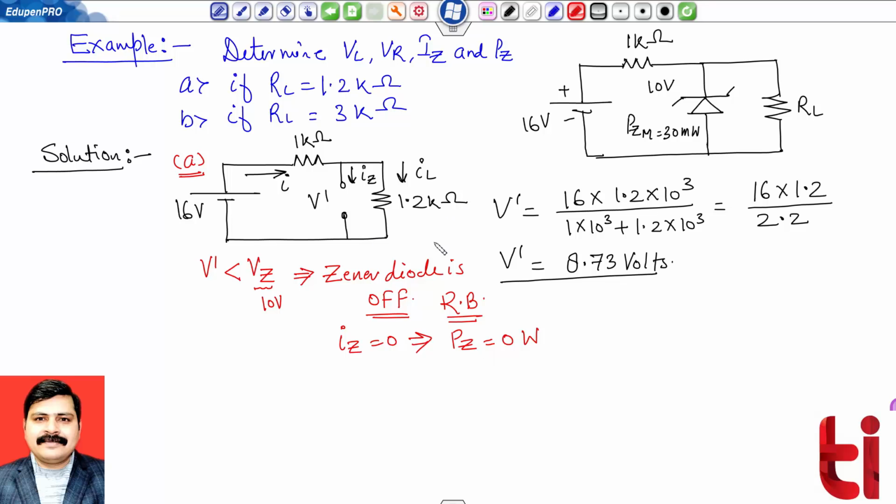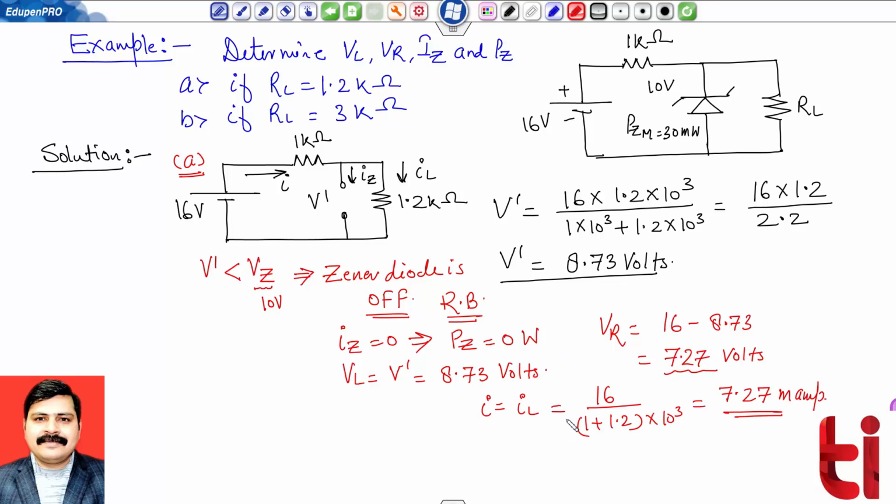What about VL, the voltage across the load resistance? VL will be V dash, which is 8.73 volts, and I can easily calculate the value of VR, that is the voltage across here. So my VR is simply 16 minus 8.73, so 7.27 volts. So I equals IL equals 7.27 milliampere.